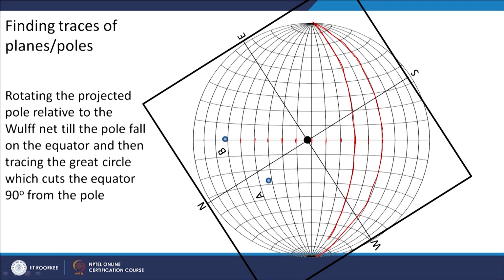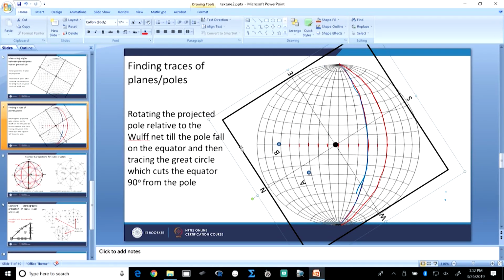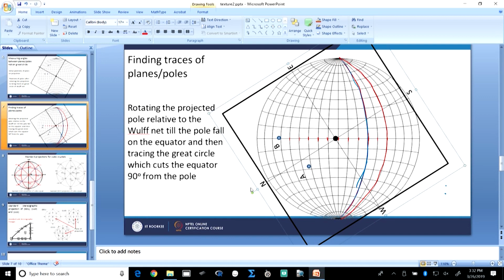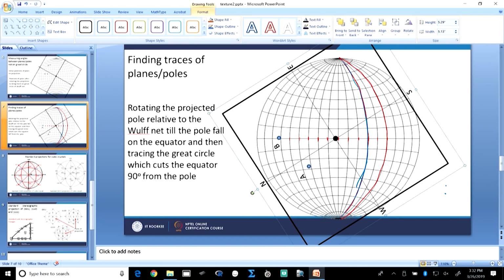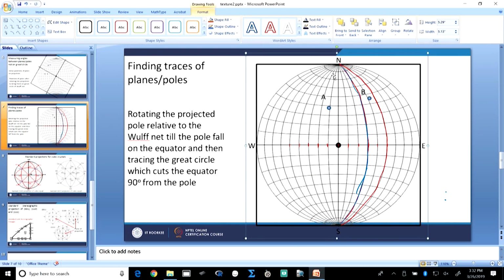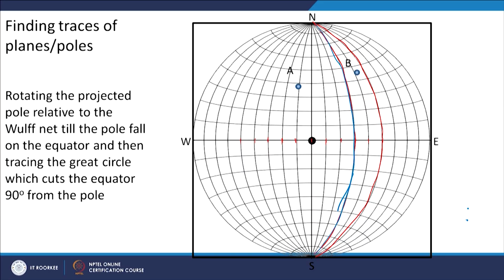pole for B. Maybe if you want I can change the ink color here. So, for B I am plotting with blue color now. And then I will bring it back to the original position. So, these are our two traces of A and B. Coming back to the slideshow.